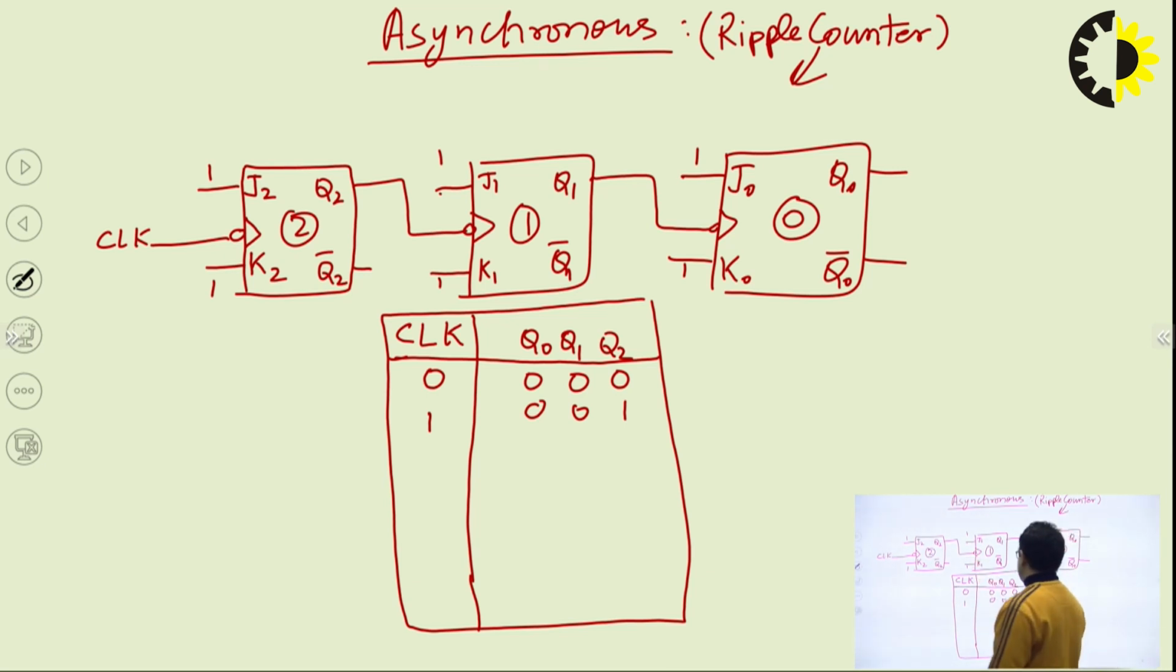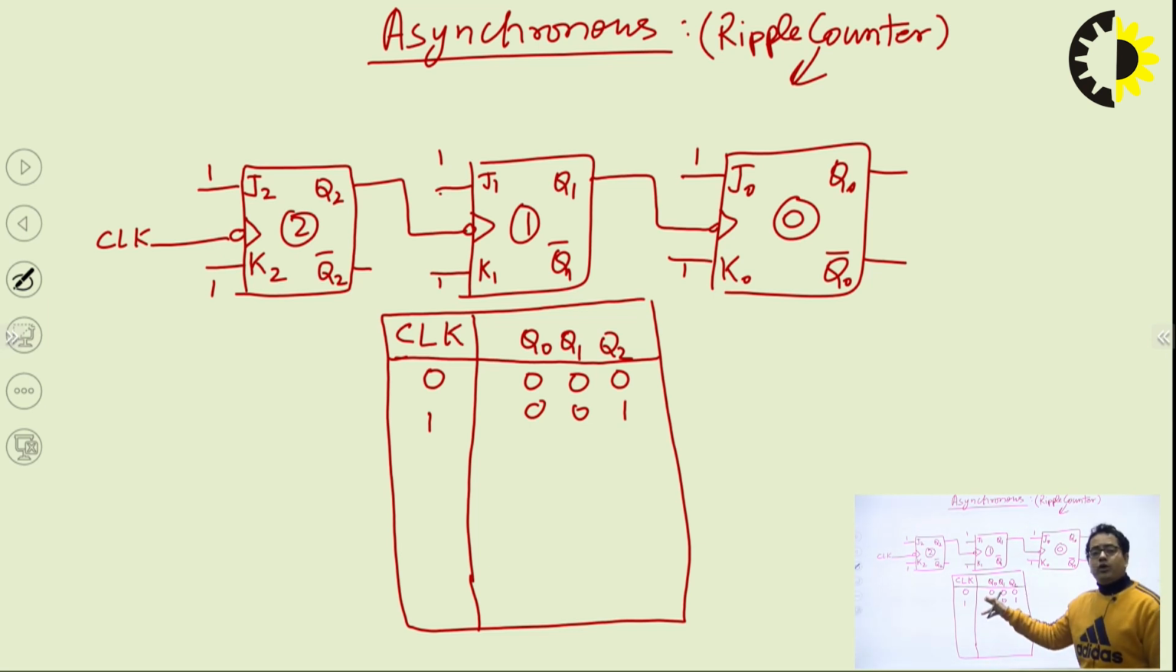So negative edge triggered means that whenever we are changing the value from 1 to 0, only in that case will flip-flop 1 change its value, because there is a transition from 1 to 0. At present, can flip-flop 1 change its value? No, not at all, because flip-flop 2 is changing the value from 0 to 1.